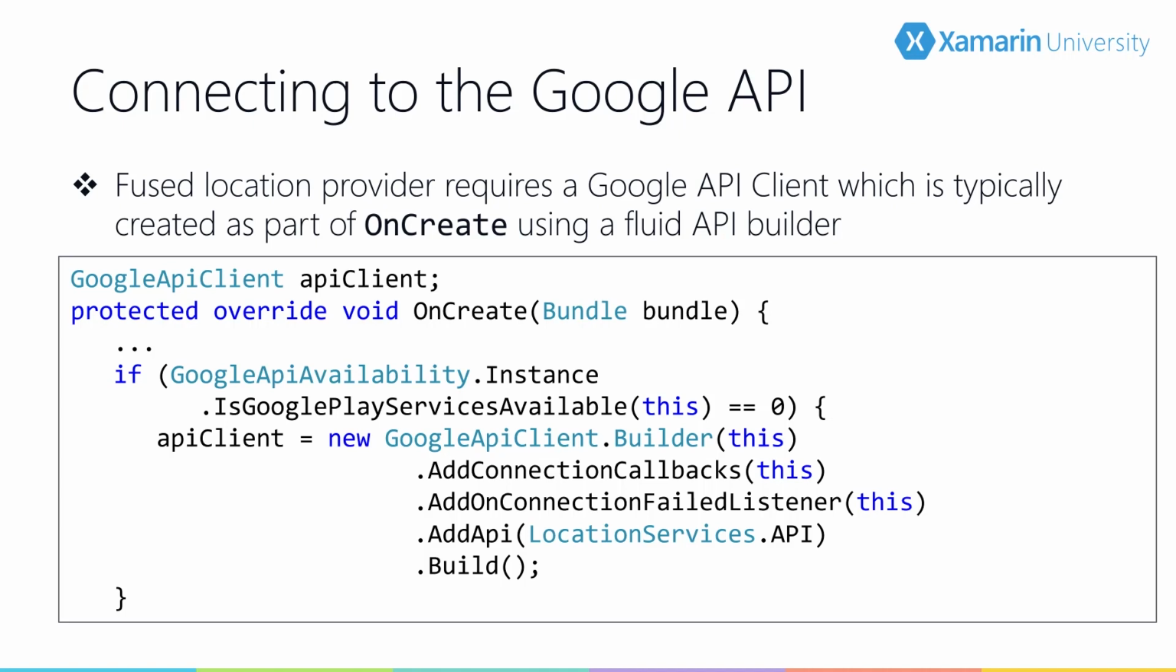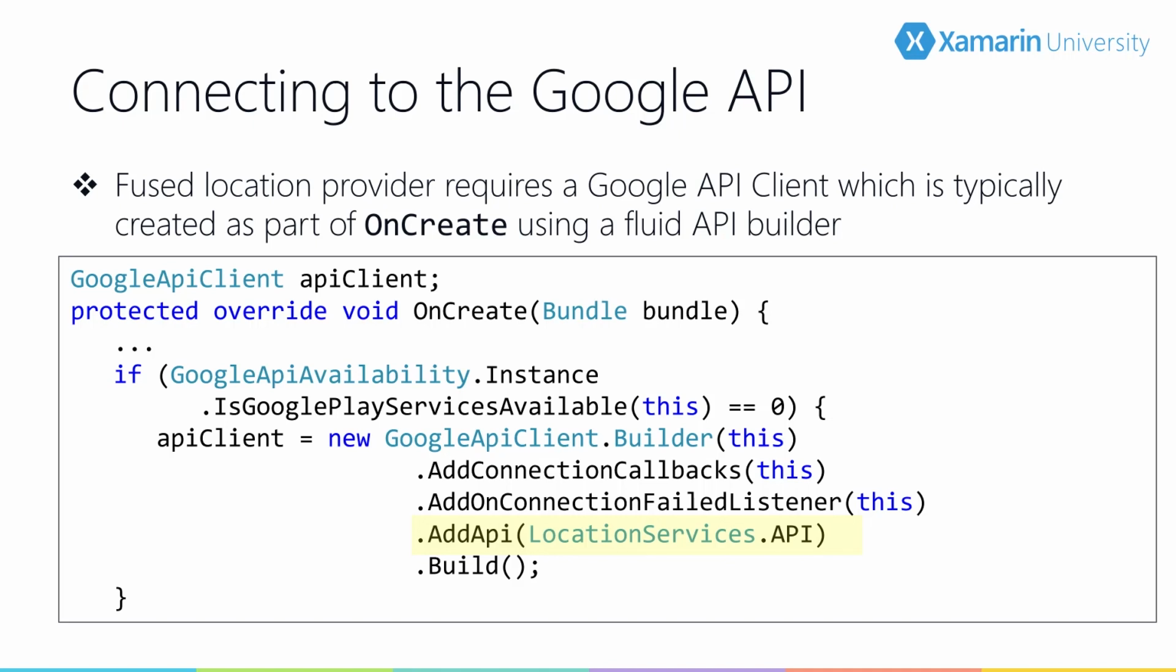Notice that we first verify that Google Play Services is enabled. This is necessary because not all devices will support Google Play Services. If we don't support it, we can fall back on the Location Manager, which is always available. We specify some callbacks, specifically a connection callback and a connection failed callback. These are both interfaces which we'll look at in a moment. The important thing here is that you need access to the location services. This is what will enable the API from Google.